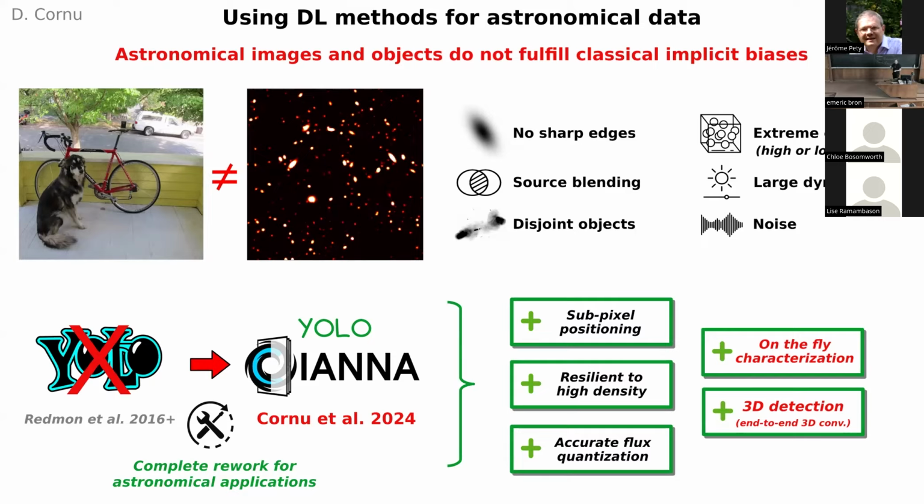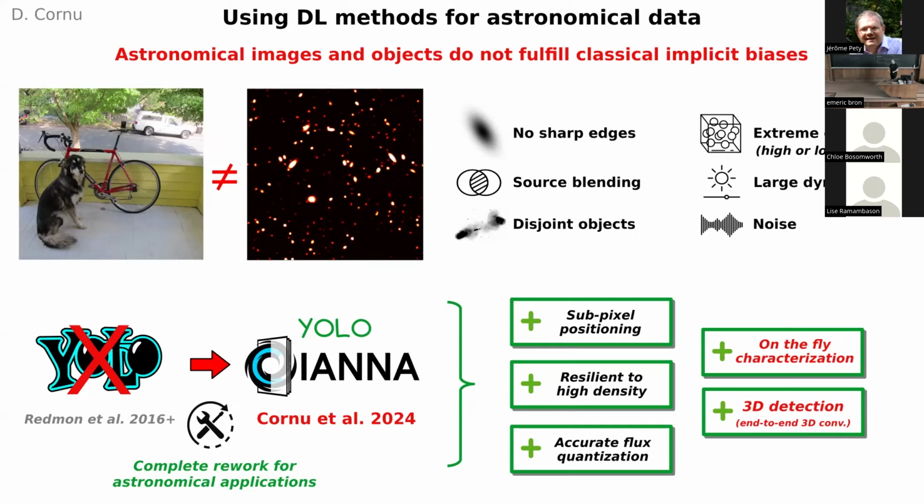So for all these reasons, we took YOLO more as an inspiration, and we reworked everything we could about this method to make it specific for astronomical data and to our specific needs. I will not enter into the details of our implementation. You can go see this paper, but the main advantage of this new method is that we are able to reach sub-pixel positioning accuracy. We can be resilient to very high density of objects, and we can handle the large dynamic of the images.